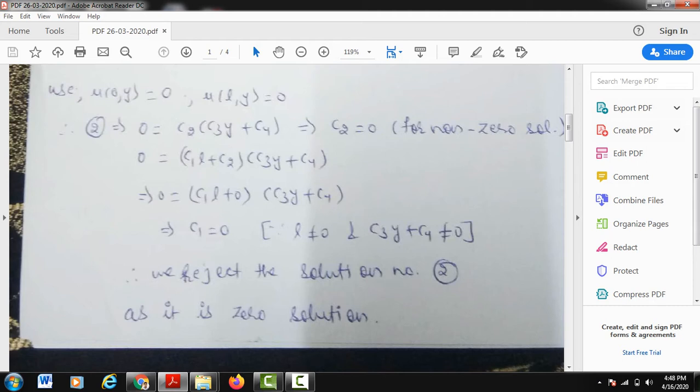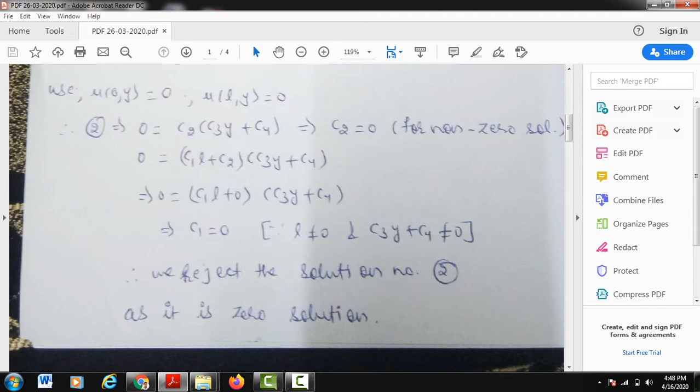If I apply the second condition, u(l,y) is 0, I will get (c1l plus c2)(c3y plus c4). I am putting the value of c2 equal to 0 over here. So I am getting c1l(c3y plus c4). Again, this factor (c3y plus c4) cannot be 0 for the non-zero solution. So the only possibility is c1l is 0. So l is non-zero, the only possibility is c1 is 0.